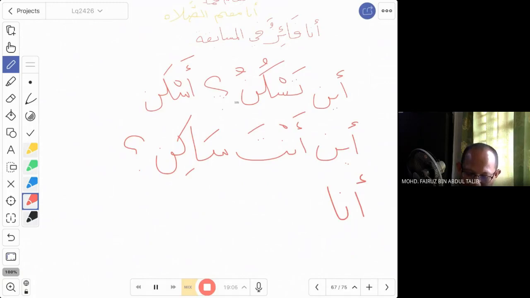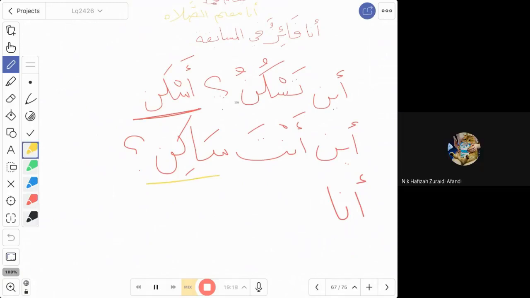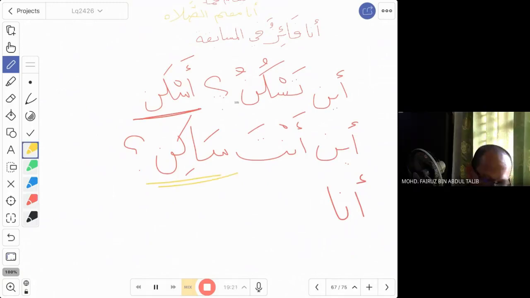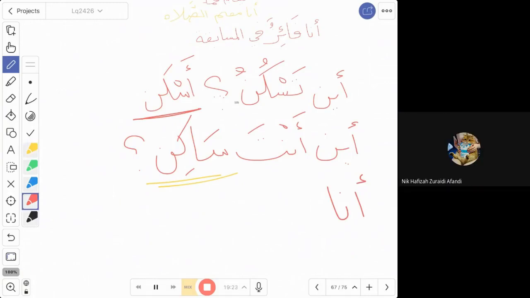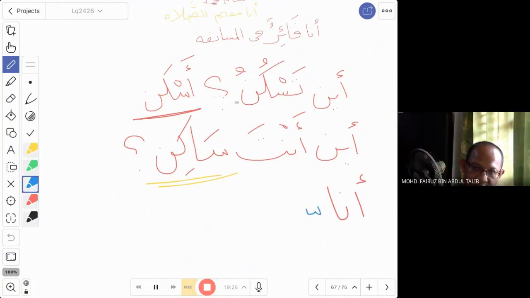You want to say I stay. Ana askunu, yes, it is correct, but that is if you were to use the fi'il form. But now you do not want to use the fi'il form. You can use sakinu. Yes, good. You can use the isim fa'il, but the meaning is that of the fi'il itself.